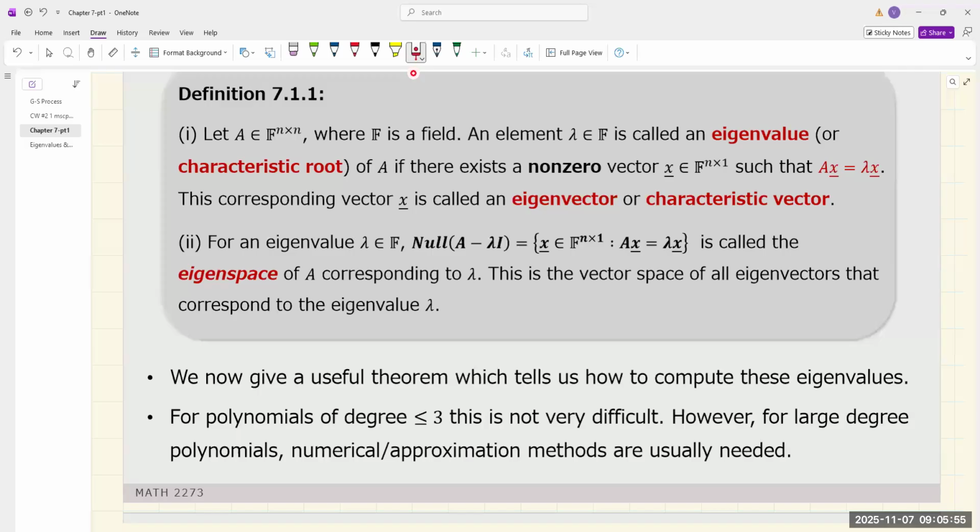So again, what did we just show there? We showed that if you have an eigenvector, then any multiple of that eigenvector is also an eigenvector, right? And you could also think of, if you have two eigenvectors, is the sum of them an eigenvector?